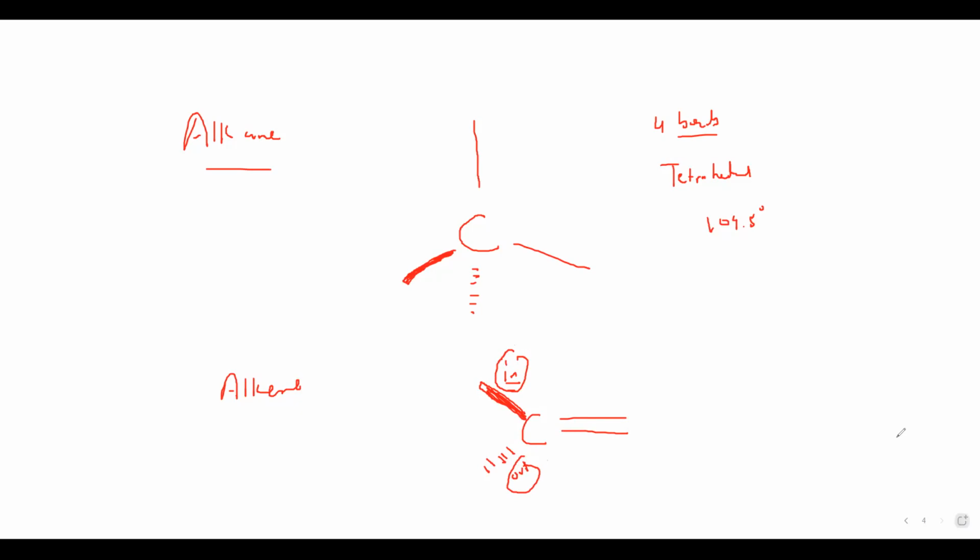So what happens in geometrical isomers? For example, C double bonded with C. One of them is in. One of the bonds will be in and another one is out. So we can represent this in and out by a wedge and a dash line.